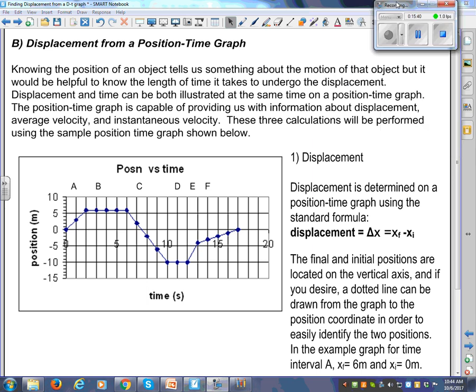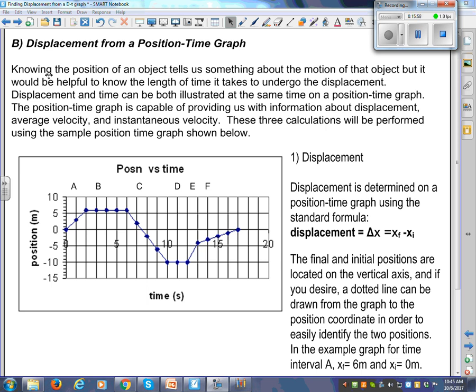Now let's talk about position time graphs. You should have done some very basic position time graphs in grade 10. At the very least, you should have learned that a straight line means constant speed, and a curved line means speeding up. You might not have done some actual displacement.